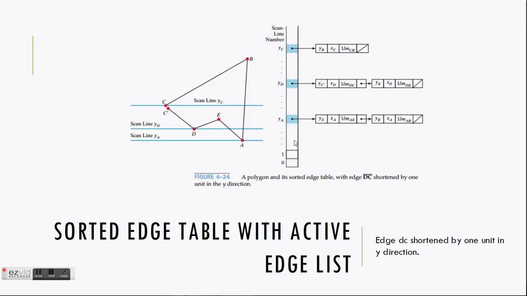This is how the table from step 2 of the scan fill algorithm looks like. Here we can see a line YC just has one vertex or one entry. That is because it has just one vertex intersection, this one, C to B. Similarly, there are two entries for YD and YA as there are two intersections. We can also observe that DC is shortened by one unit and renamed to DC prime.